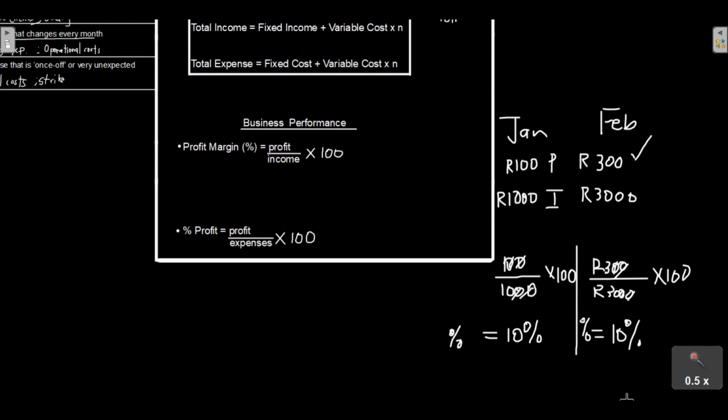So as you can see now, guys, this is the same performance. Okay, it's just that in Feb we saw that we had a bigger profit. But compared to the income, it's not the same. So it really depends on these two factors. So we look at profit margin. So the higher the profit margin, so the higher the answer, then the higher the profit you have made.